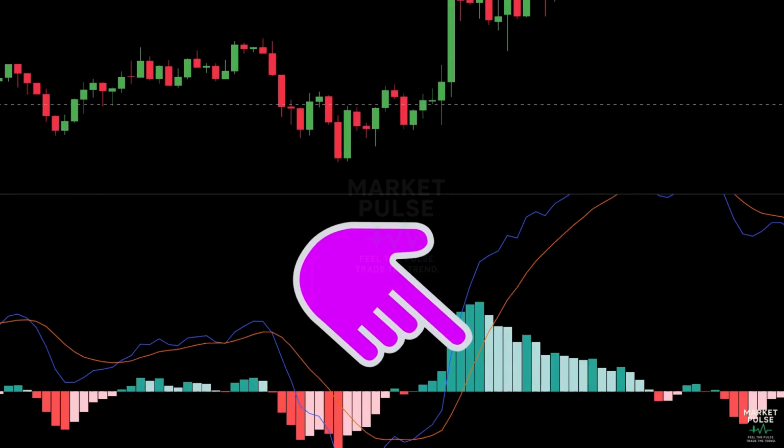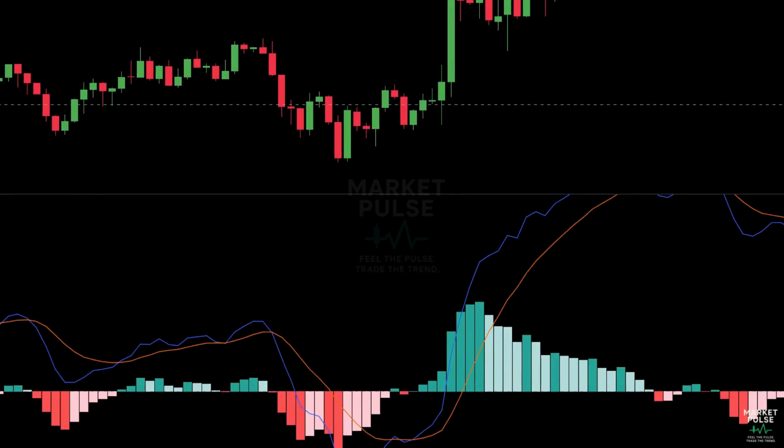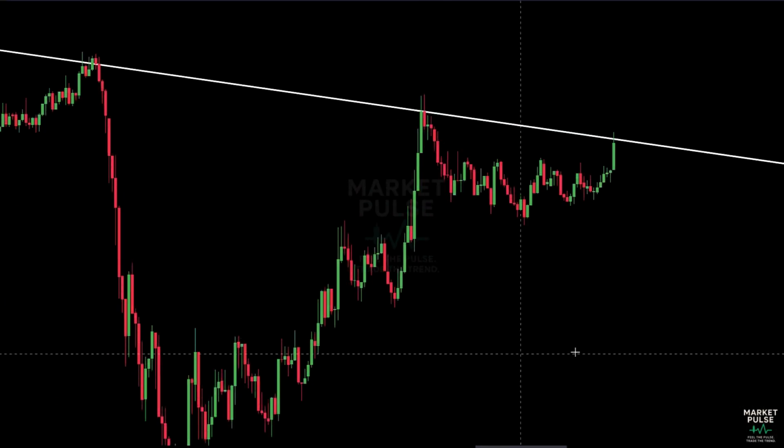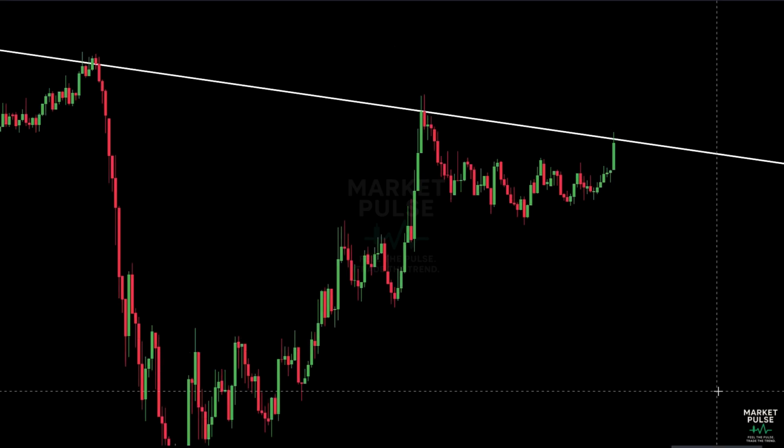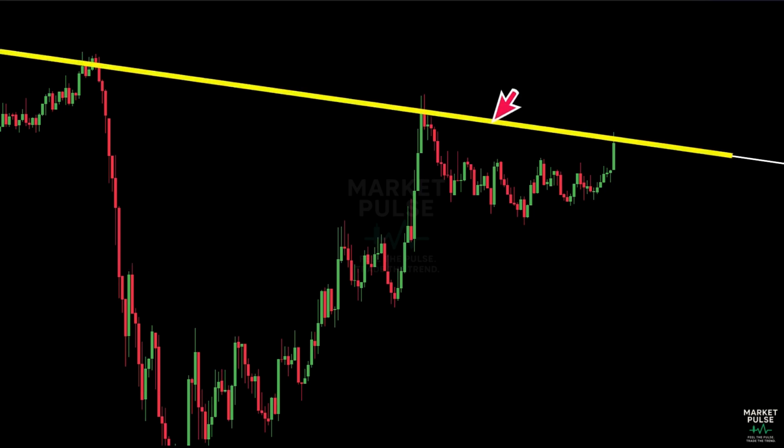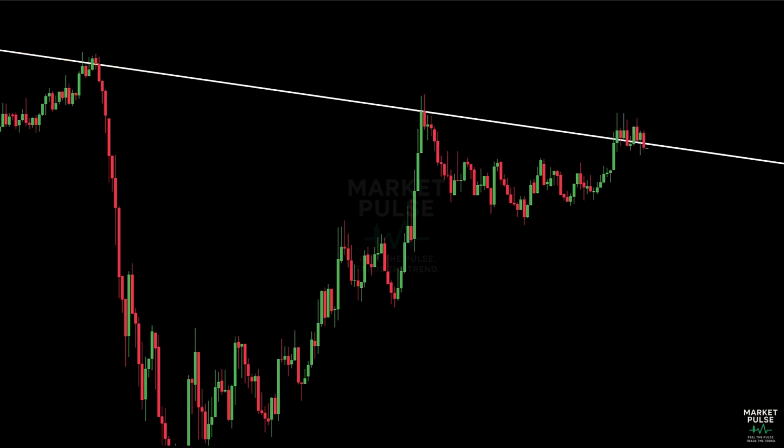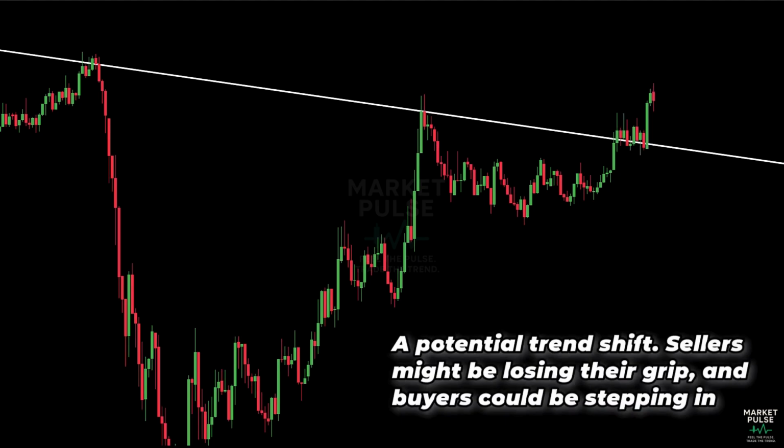Let's walk through a real-time chart so you can see exactly how this approach comes together on the screen. Take a look at this chart. The market is in a clear downtrend, printing lower highs, all connected by a clean descending trend line. Sellers are clearly in charge until something shifts. Suddenly, price breaks above the trend line. That's our first heads up, a potential trend shift. Sellers might be losing their grip and buyers could be stepping in.